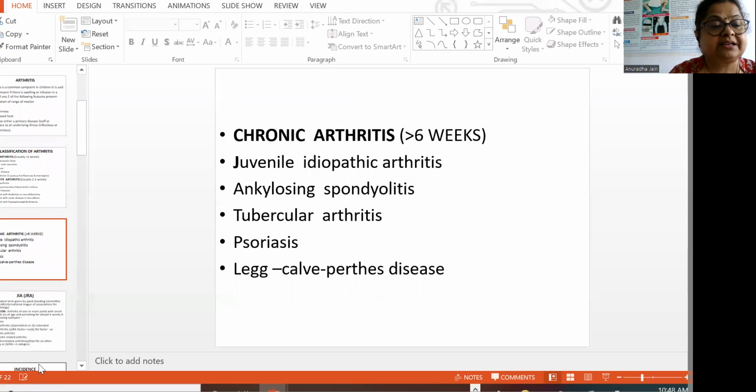Then chronic arthritis. If the arthritis is present for more than 6 weeks, then it is known as chronic arthritis. It may be present in juvenile idiopathic arthritis, which we are going to learn now. So now you know that if there is chronic arthritis, then you have to keep in mind juvenile idiopathic arthritis, ankylosing spondylitis, tubercular arthritis, psoriasis, or Legg-Calve-Perthes disease.